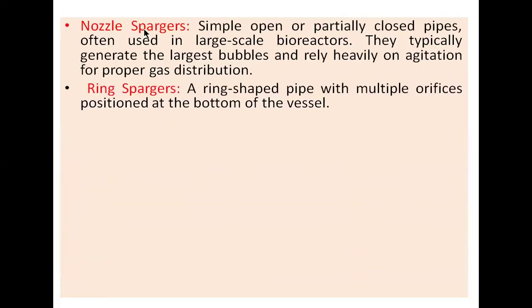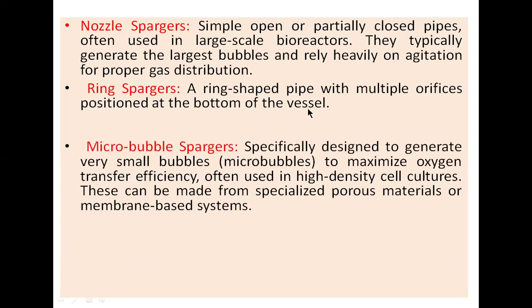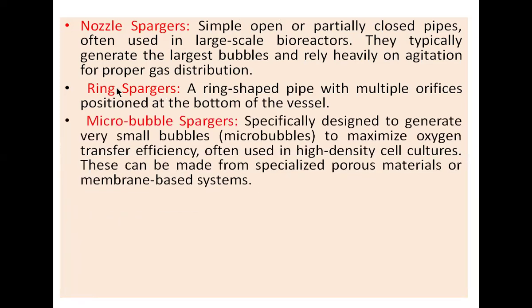Next one is nozzle spargers. These are simple, open or partially closed pipes, often used in large-scale bioreactors. They typically generate the largest bubbles and rely heavily on agitation for proper gas distribution. Okay, this is nozzle spargers. Next one is ring spargers. A ring-shaped pipe with multiple orifices positioned at the bottom of the vessel. So that is the ring spargers.